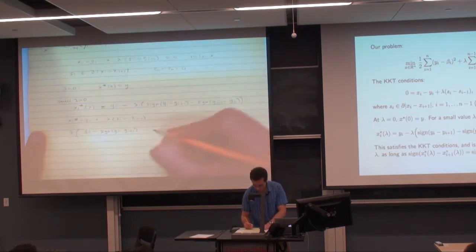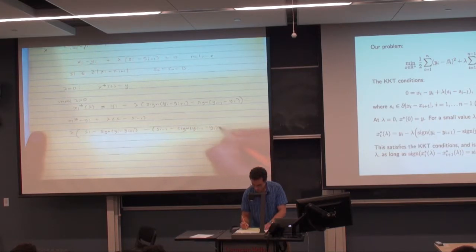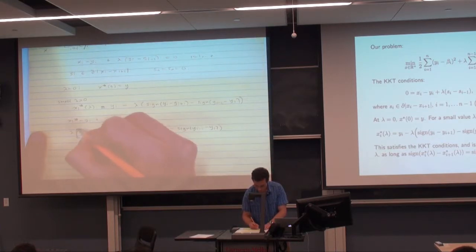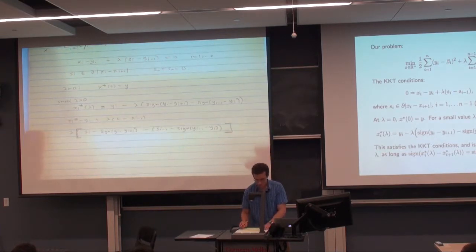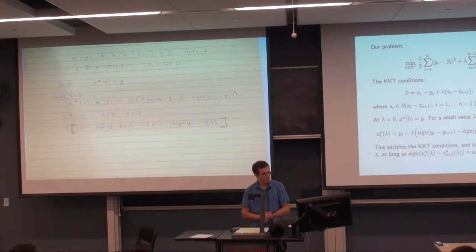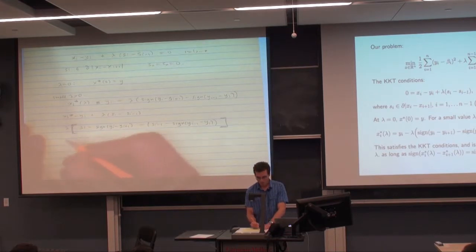Then this term we end up getting minus s_{i-1} minus the sine of y_{i-1} minus y_i. Okay, so that's what we have left over. So if we could take s_i equal to this sign and s_{i-1} equal to that sign, then this whole thing would be 0. Right, that would be true if we could take these to be equal to each other.